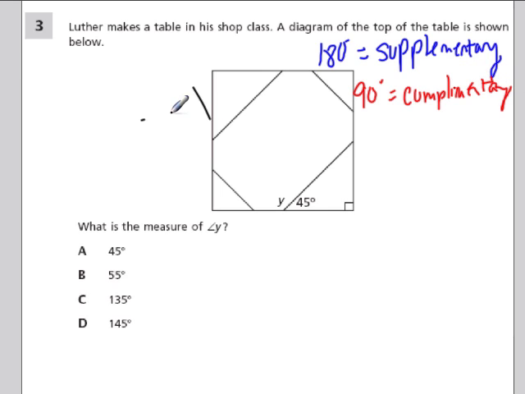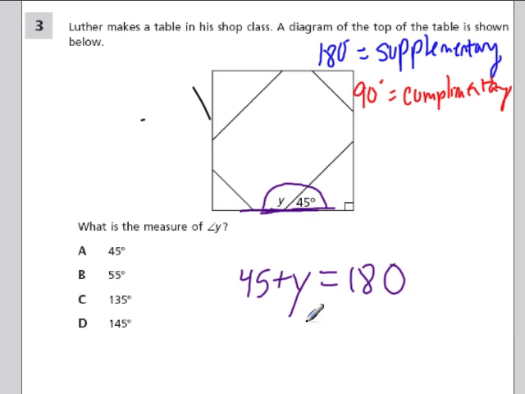Okay, there we go. So here we can tell that this is going to be a supplementary pair because this is a straight line. And when you have a straight line, the angles that make up that straight line have to add up to 180 degrees. So this question is asking for what? It says, what is the measure of y? So 45 degrees plus what equals 180 degrees.